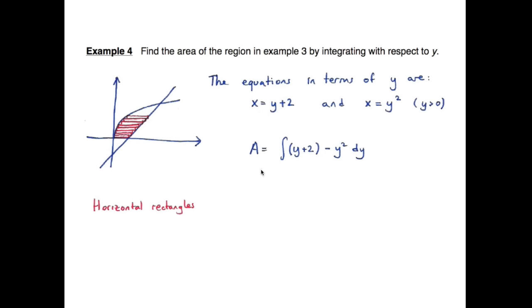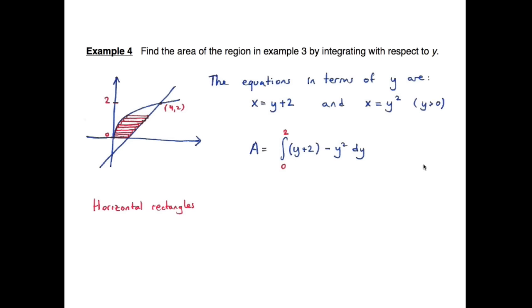I haven't written the boundaries yet, because since everything here is in terms of y, we integrate y plus 2 minus y squared dy. We also need the boundaries to be y values, and therefore we have to look at the y value of the intersection. We're not going to integrate from 0 to 4 or from 2 to 4. We're going to integrate vertically from 0, piling up horizontal rectangles until we reach y equals 2. That's why the boundaries are 0 and 2.